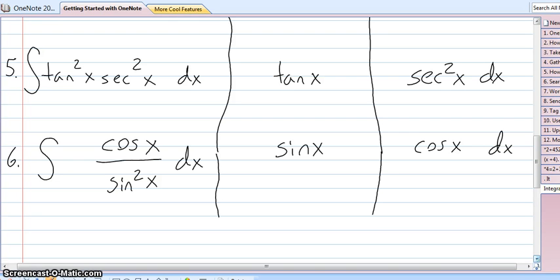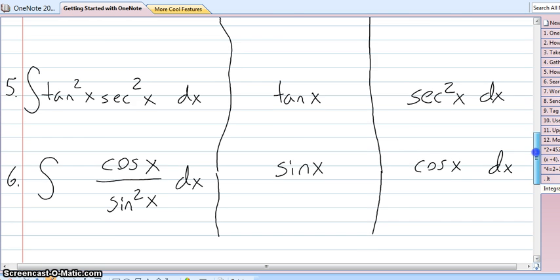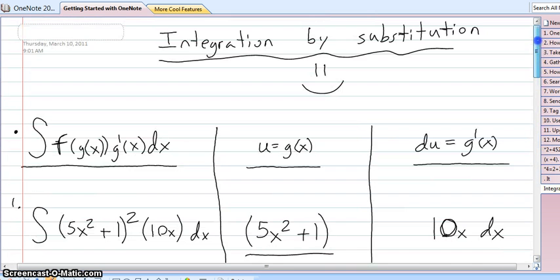You got the last one. Alright, and then for number 6, we have the integral of cosine x over sine squared x dx. Sine x is going to be our main function, that's the one being changed, and then cosine x is the derivative of that. So basically what you're doing for these, use this format here.